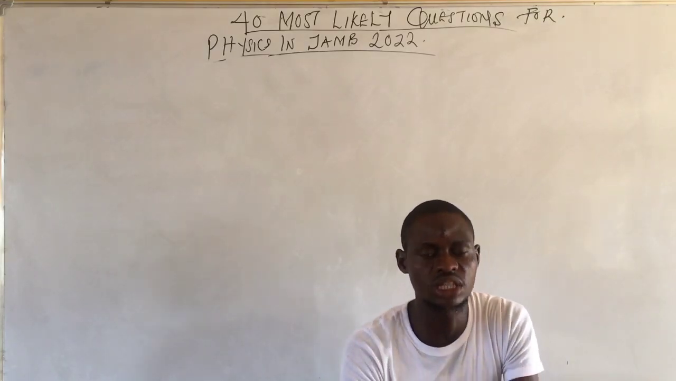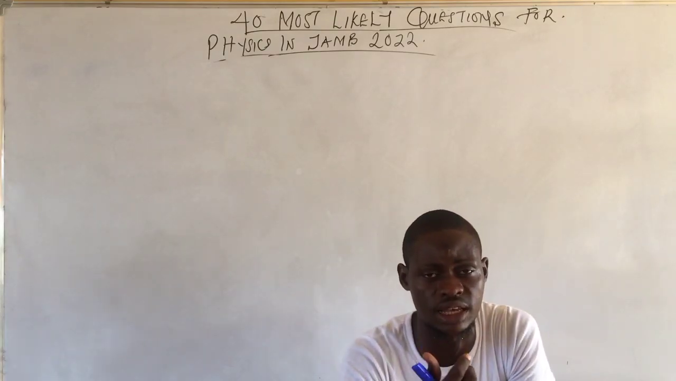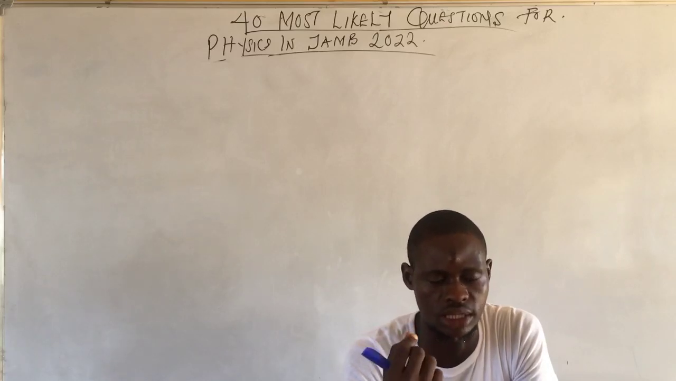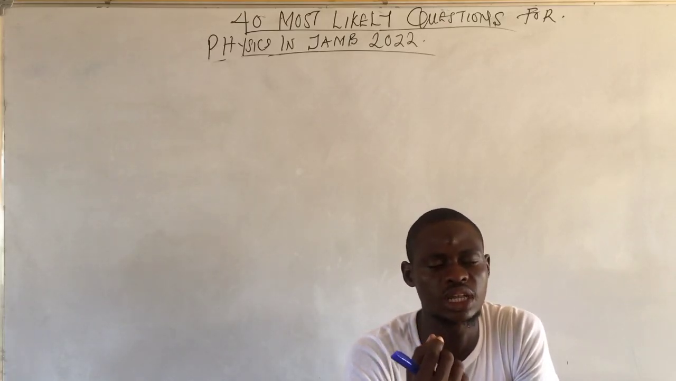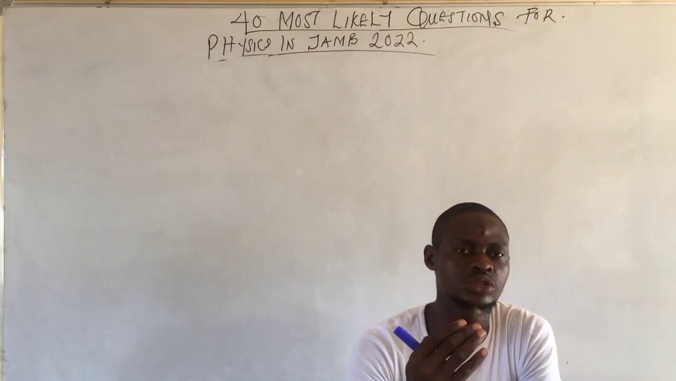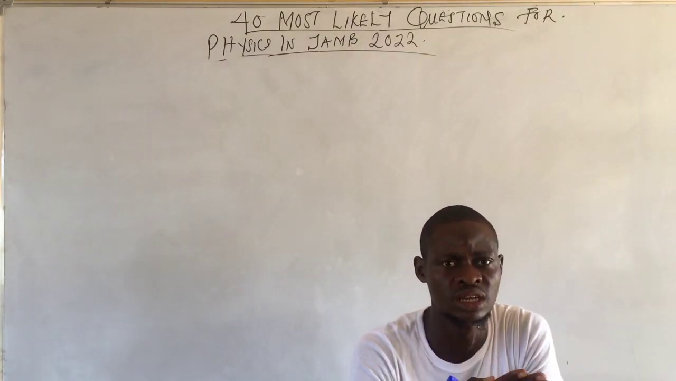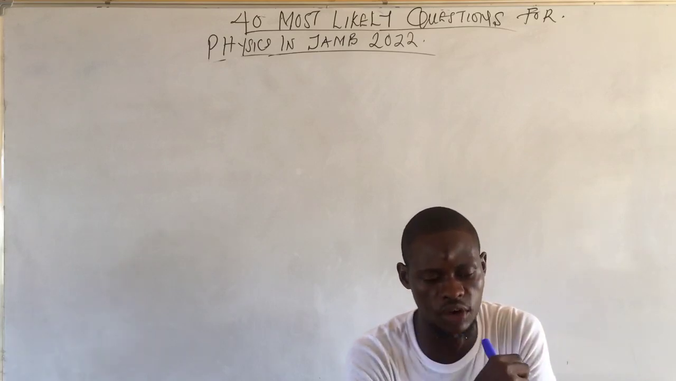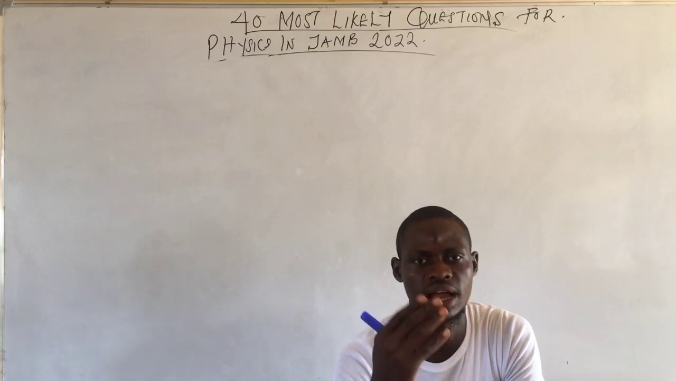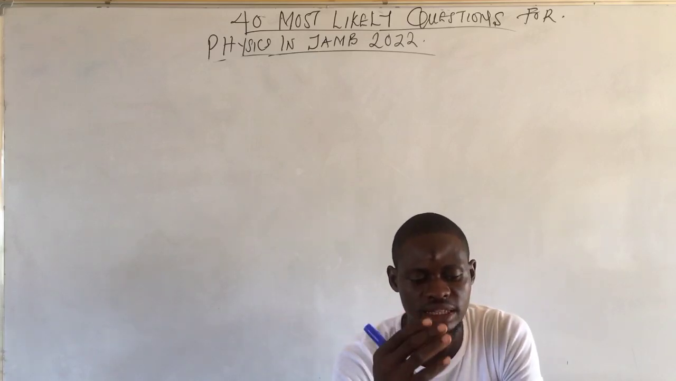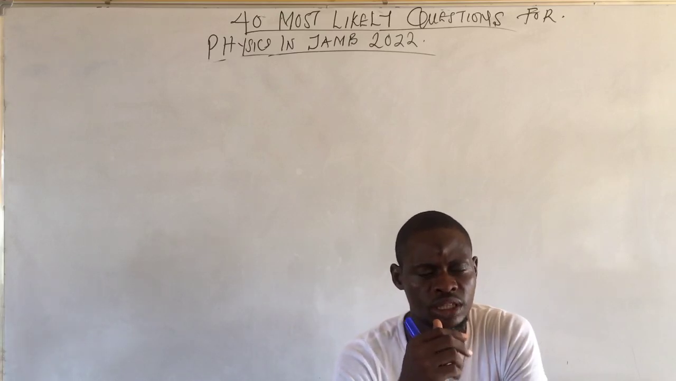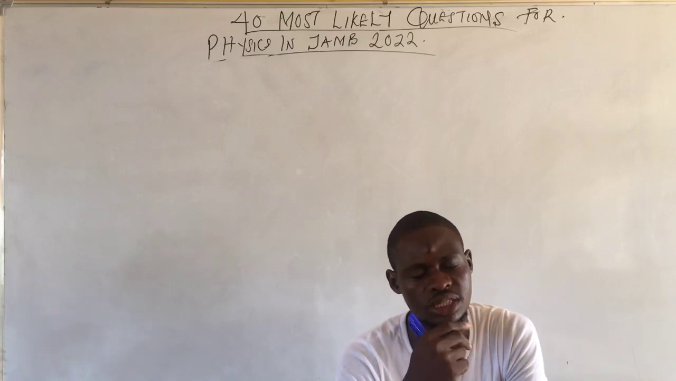Now, what is the question? This question is mostly set every year. The first question is examples of vector quantities. Although physical quantities will be given to you, they are trying to test your knowledge of the examples of vector quantities that we have. Examples of vector quantities: velocity, acceleration, momentum, displacement, force, electric field intensity, and magnetic flux. These are examples of vector quantities that we have.